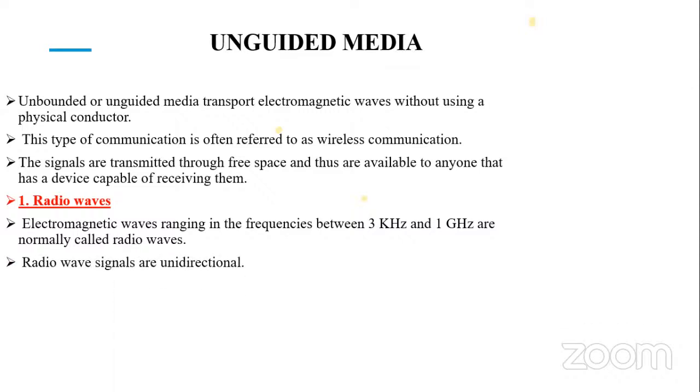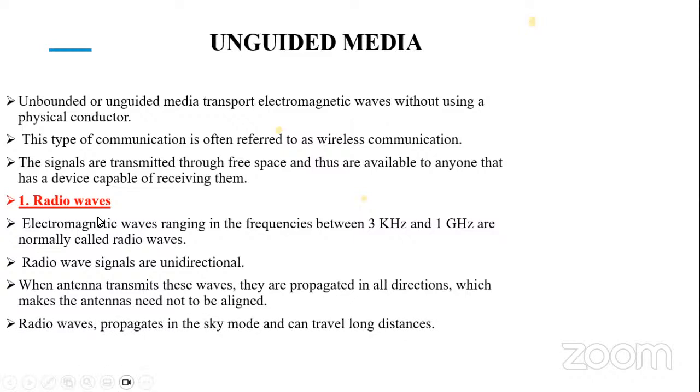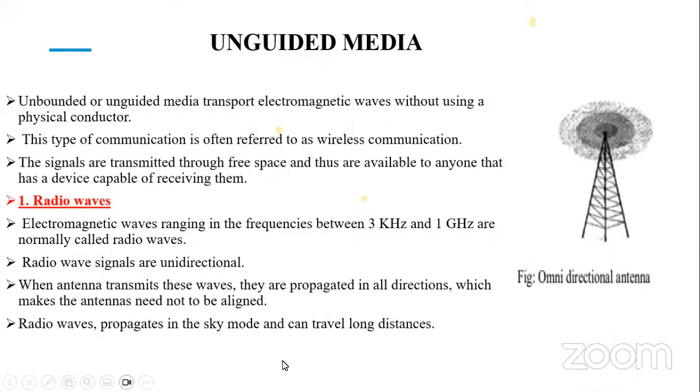The radio wave signals are unidirectional. Unidirectional means simplex mode, meaning information will be sent from source to destination only, not in both directions. It goes in one direction, not in reverse. When an antenna transmits these waves, they are propagated in all directions, which means the antenna need not be aligned. You can see the picture, you'll get an idea. Radio waves propagate in sky mode and can travel long distances. You can see this picture, no?